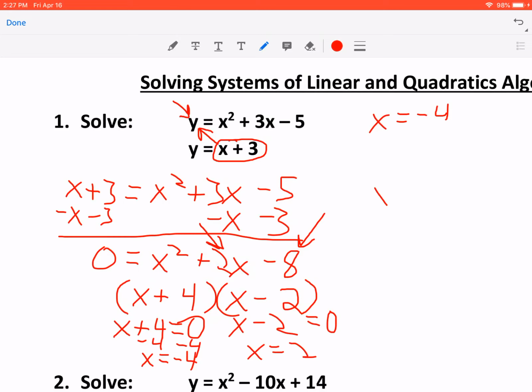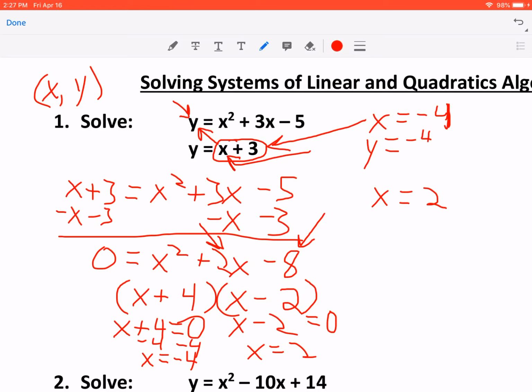Now, this tells me that I have two solutions. Remember, the solution is the x and y coordinate. I need both the x coordinate and the y coordinate. Well, the easy way to get the y coordinate is to plug it into this one. It's less work. So you're simply going to plug negative 4 right in here for x and do y equals negative 4 plus 3. Well, negative 4 plus 3 is negative 1. So where does it hit the parabola? One place it hits it is when x is negative 4 and y is negative 1.